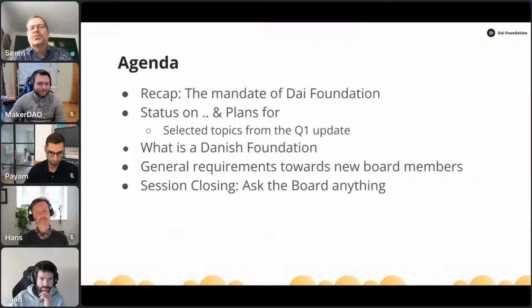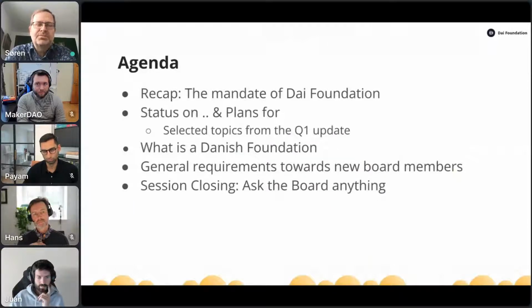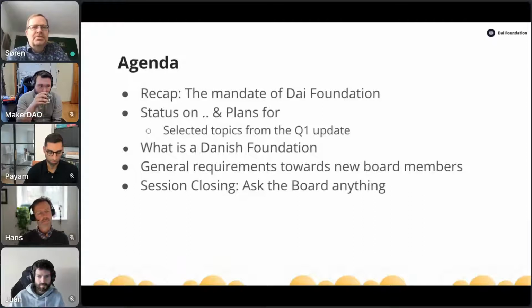What we would like to go through in this session is there's kind of two parts. One is talking about what happened last quarter, what are we going to do in the next, and before that we really also need to recap what is Dai Foundation, because there's again a lot of different interpretations of that.